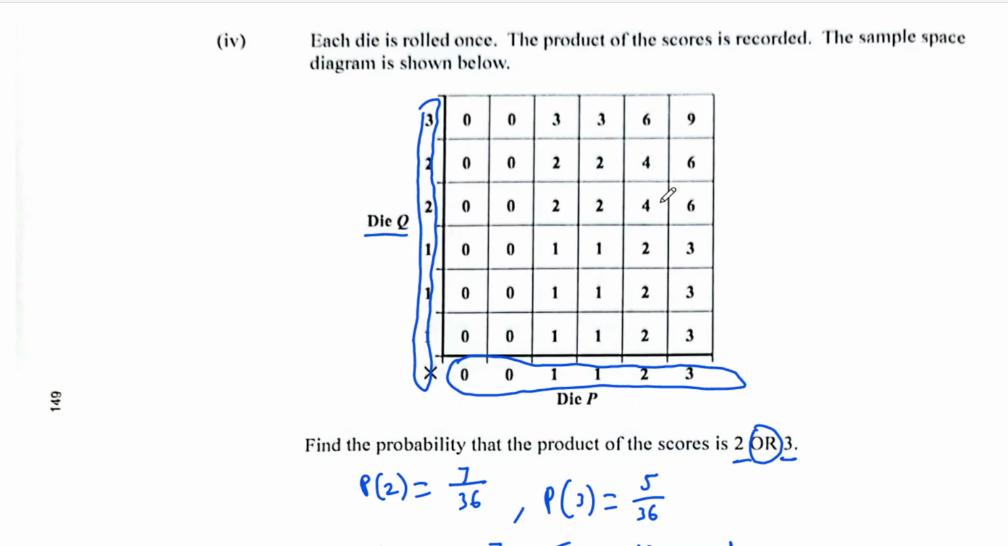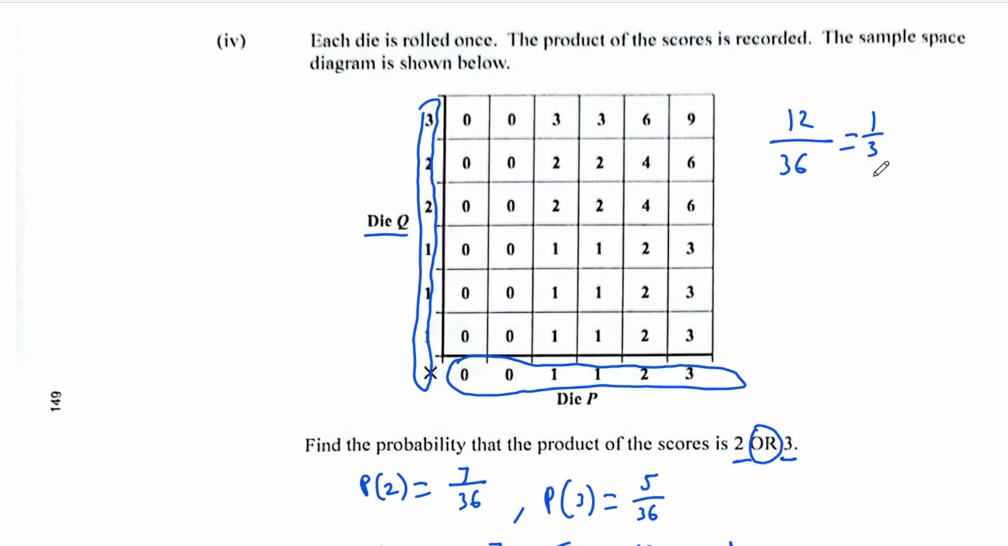So if we go through this diagram, we have 1, 2, 3, 4, 5, 6, 7, 8, 9, 10, 11, 12. So we have 12 possibilities of finding a 2 or a 3 inside this diagram. Since we have 12 possibilities, we always divide by the total number of possibilities. The total number of possibilities will be the total number of blocks in here, which is 36. And 12 over 36 is 1/3.